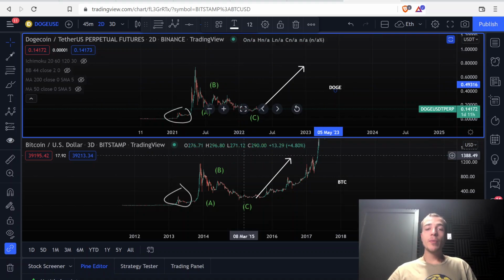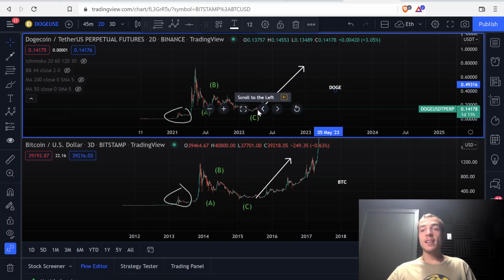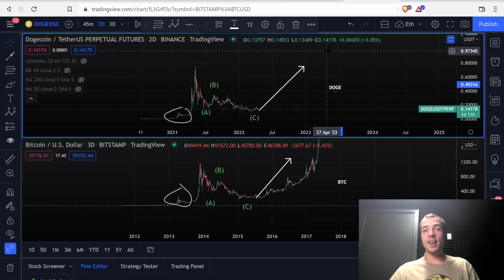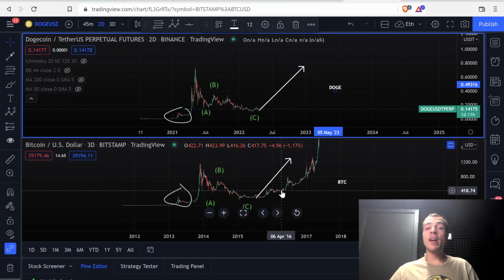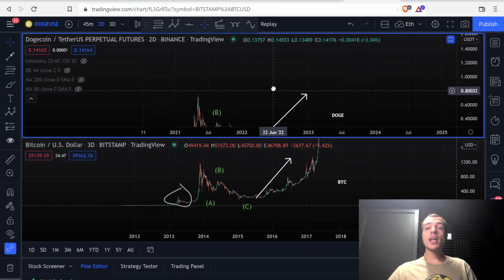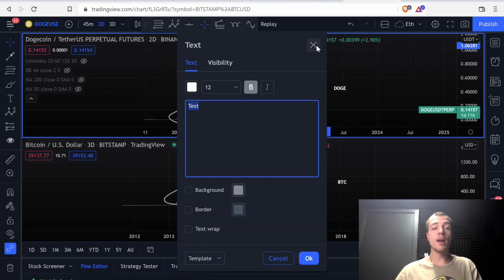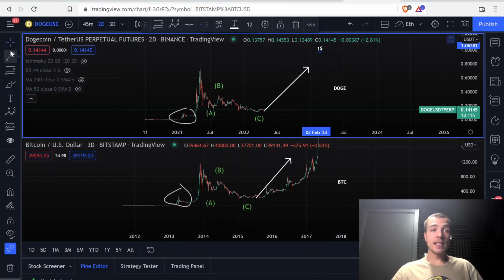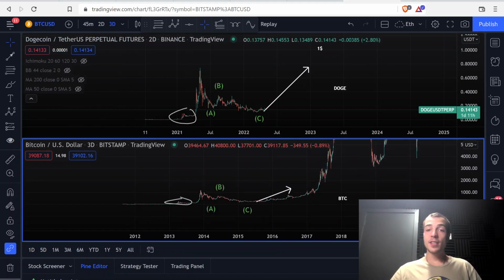Then we get depression in wave C. Bitcoin was worth about $250 back then. Dogecoin is worth about 14 cents right now. And again, Bitcoin from this point from $500 went all the way to 20,000, right? So what can happen with Dogecoin? The sky really is the limit. You know, a lot of people talk about $1 per Doge as being a conservative target. That's because it is, right? It's a conservative target.